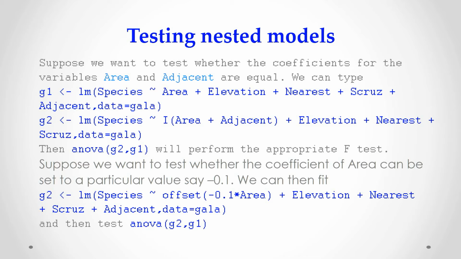We may want to test whether the coefficient of area can be set to a particular value, say for example -0.1. We can then fit the model as before, except that the term for area is now specified as an offset, which tells R that there is no coefficient corresponding to this term. So offset of -0.1 star area means that the linear regression should be fit by assuming that the coefficient of area is -0.1. Similarly, as before, we can use the ANOVA command to test for the significance of this model.